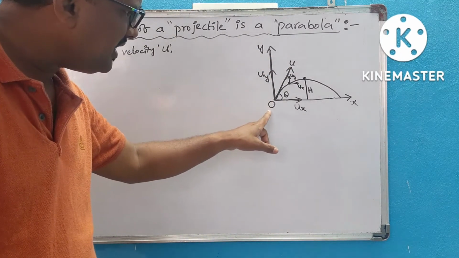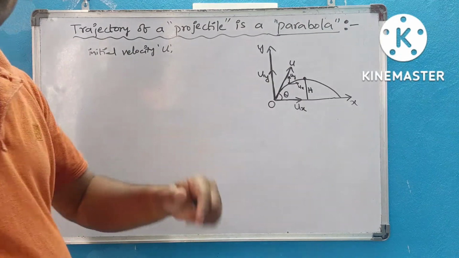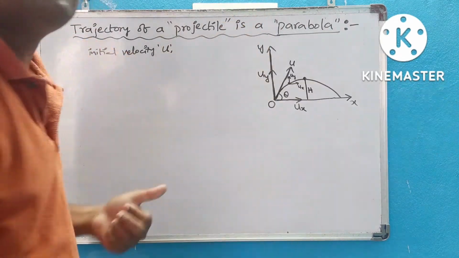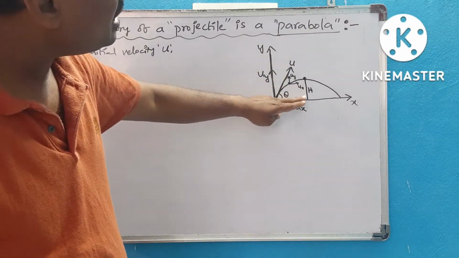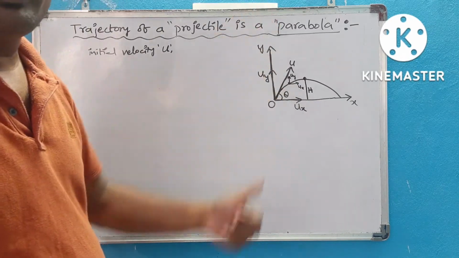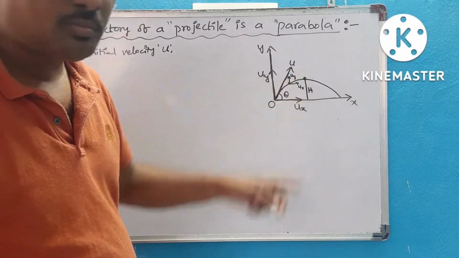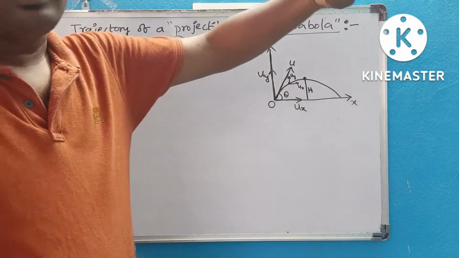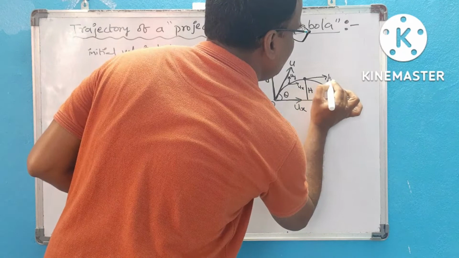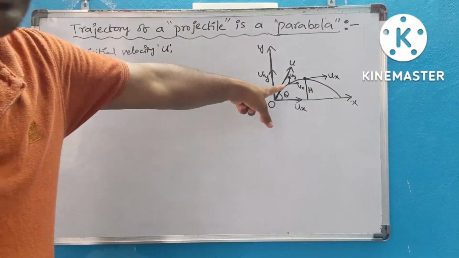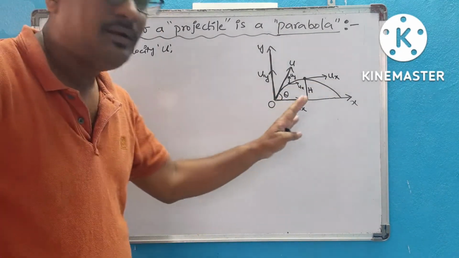Why? Because from the origin to the maximum height point, the projectile moves vertically as well as horizontally. That's why the resultant velocity can be divided into horizontal component ux and vertical component uy, and that vertical component is in the upward direction. Why? Because from O to the maximum point, the body gradually increases its height. But at the maximum height point, the projectile has only a horizontal component, not a vertical component.